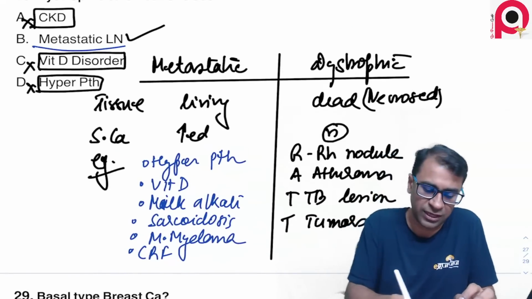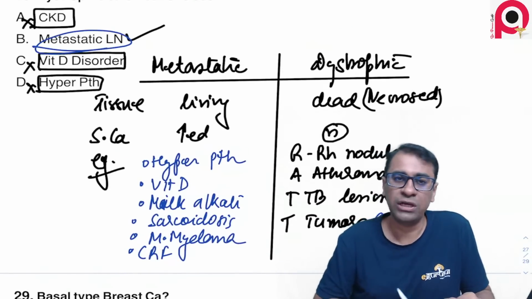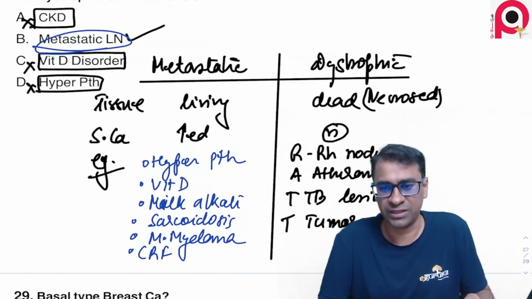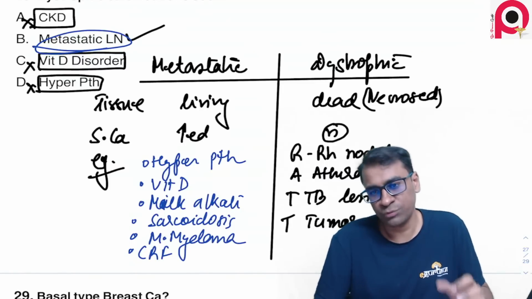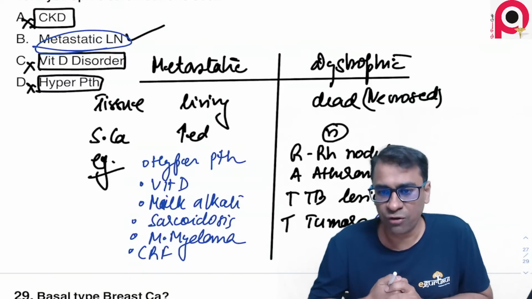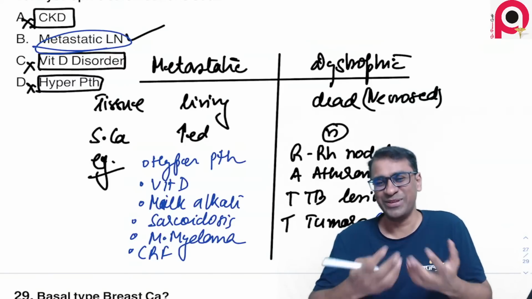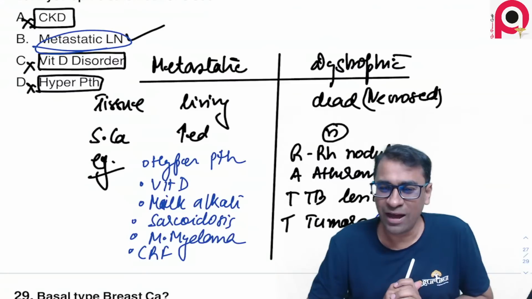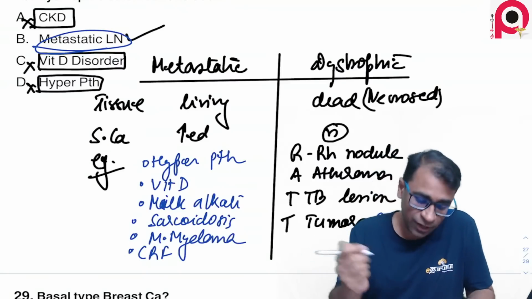Surely the answer becomes a case of metastatic lymph node, which is the only possible answer that can fit into this case. So, metastatic. Some students are saying that, sir, it was dystrophic or metastatic. Yaar, don't ask me, you should tell me. All are metastatic except... achha, this was the question.